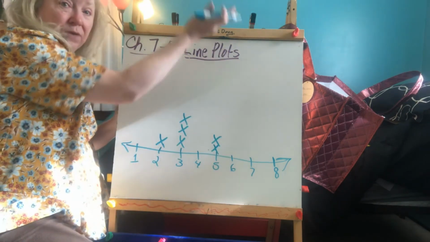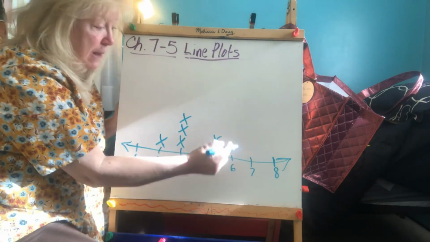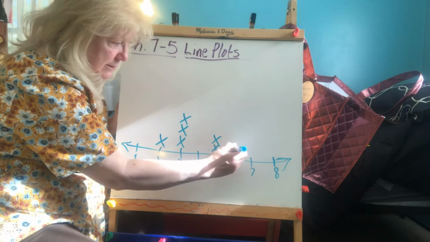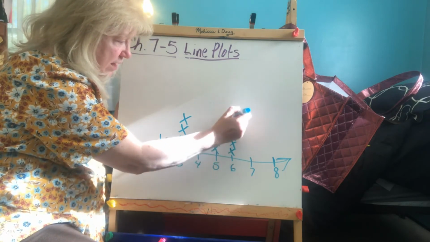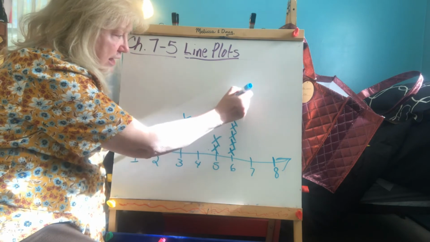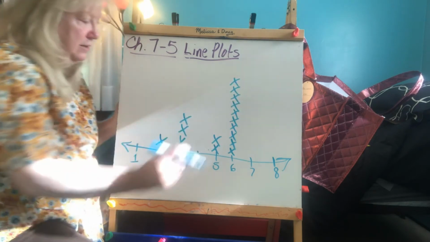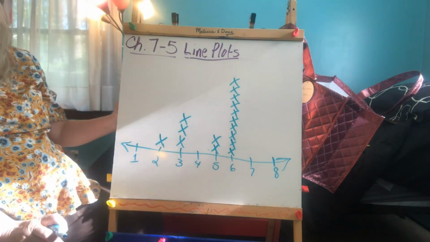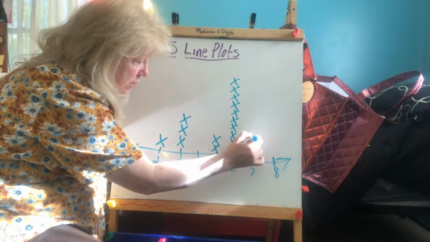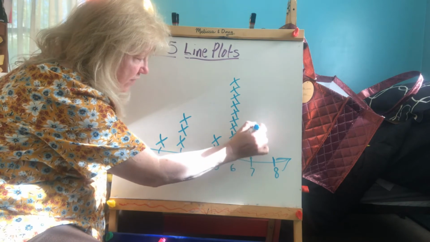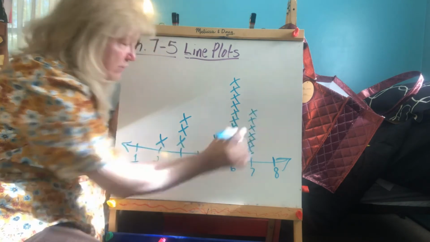That's why it's important for you to leave a lot of space up here, because you have to be able to put 10 X's there in this case. 2, 3, 4, 5, 6, 7, 8, 9, 10. And then 7 people answered 7 years. 1, 2, 3, 4, 5, 6, 7.